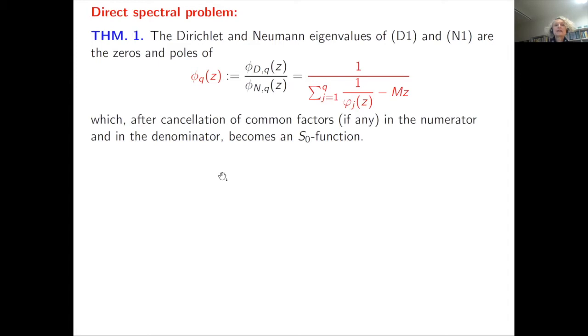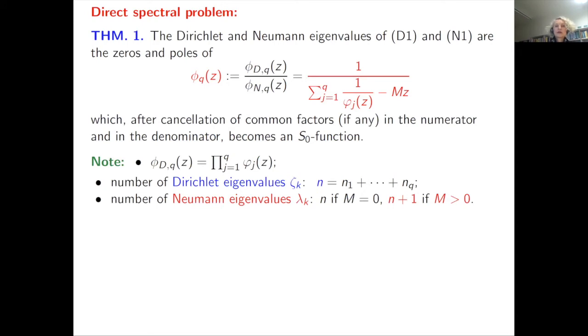And the second claim is that, after cancellation of possible common factors between the two functions here, this function phi_q becomes an S0 function, a Stieltjes function of class S0. Now, a few remarks here. The numerator here, phi_dq, is nothing but the product of the individual functions phi_j corresponding to the Dirichlet problem for the single string that we had before in the first section.